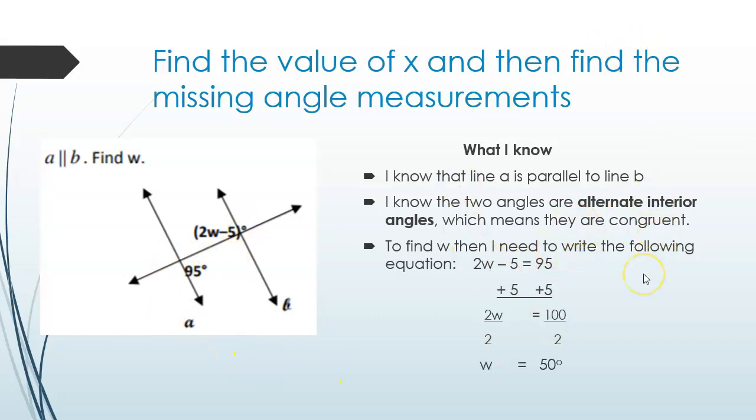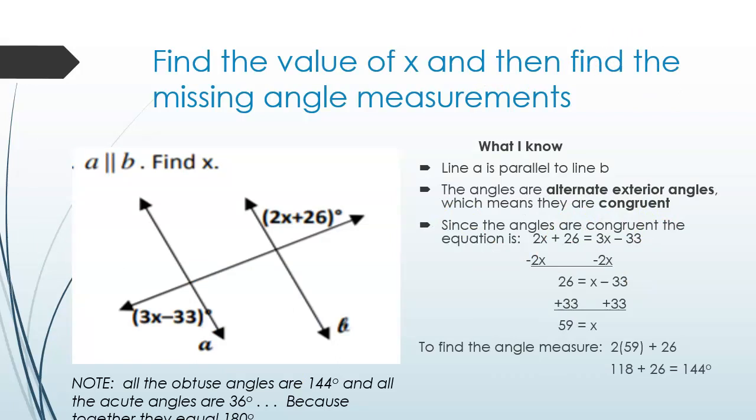So this is everything you need to know. You do need to know the vocabulary. Last one, alternate exterior angles. They're congruent, so you have to set them equal to each other. Here's another example of how to solve those equations. Once you find the value of x, which is 59, plug it back into an equation. 2 times 59 plus 26 gives you 144 degrees.